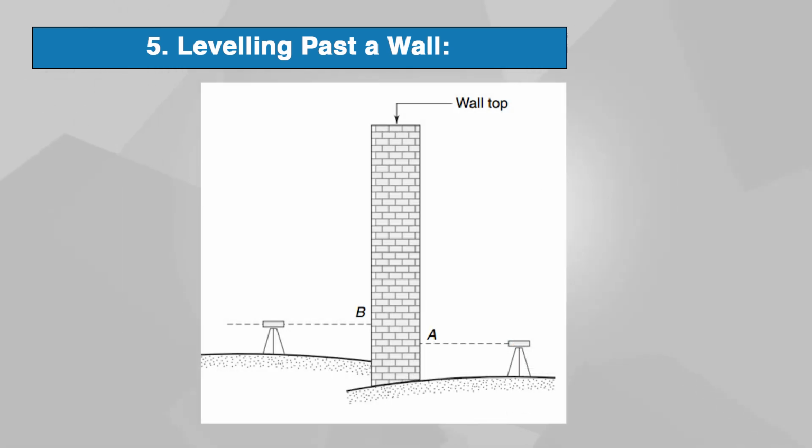If the wall is too high to use an inverted staff, we will use a tape to measure the height from the line of sight marked as A on the wall to the top. We will add this height to the height of instrument to get the wall's reduced level. Next, we will move the instrument to the other side and mark where the new line of sight strikes the wall, that is B, and measure the height from this mark to the top. Next, we will subtract the height from the wall's reduced level to get the new height of instrument, then continue leveling.